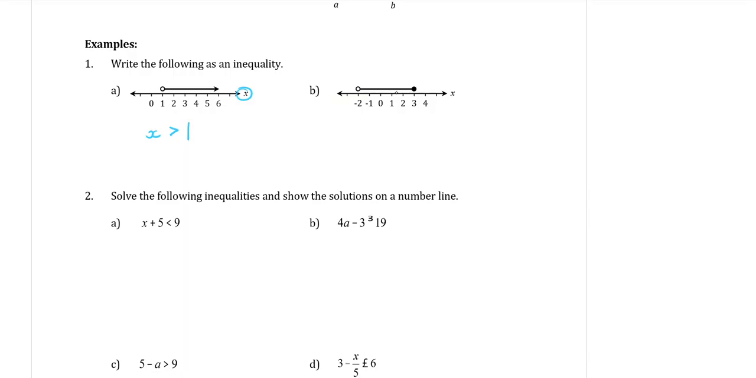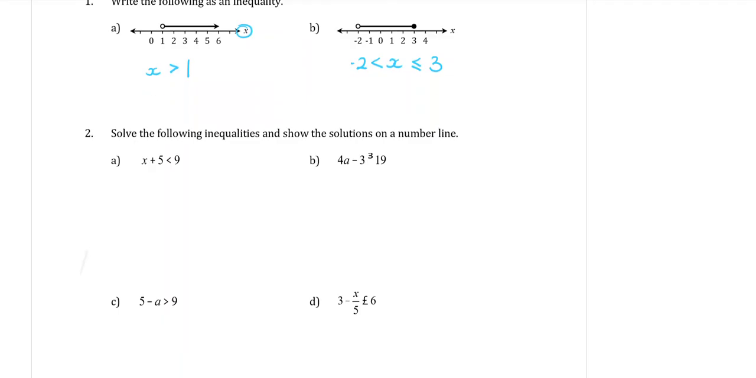Whereas in part B, because we're between two numbers, we're going to have the X in the middle, and we're going to have two less than symbols, but the one at -2 will be a less than symbol, but the 3, because it has a coloured in circle, we're going to put the equal sign on that. So that means X is between -2 and 3.